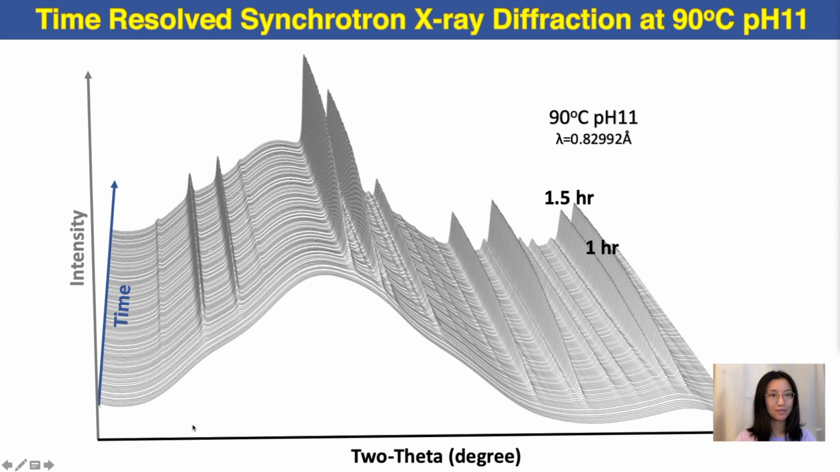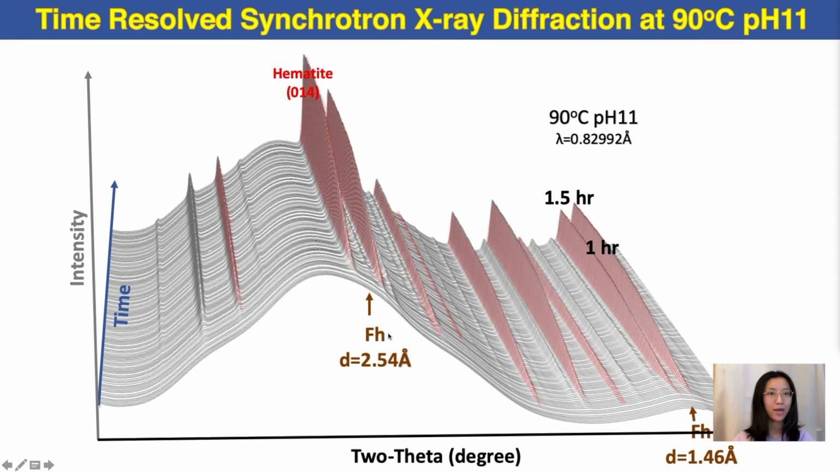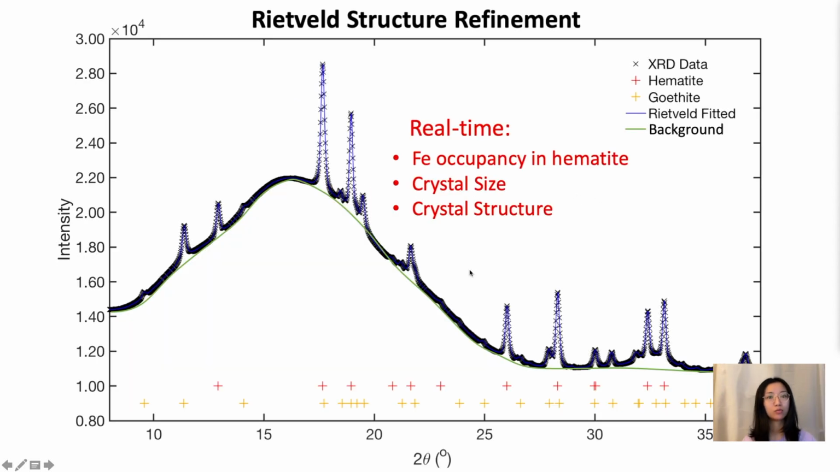The x-axis is 2 theta, the y-axis is the time, and the z-axis is the intensity. The experiment started with ferrihydrite gel with those 2 broad peaks. With time, ferrihydrite transformed to hematite, marked red, and goethite, marked yellow. The transformation was completed in 1.5 hours. For every diffraction pattern, we use Rietveld structure refinement to analyze the crystal structure. For this study, the most critical parameter we aimed to refine was iron occupancy.